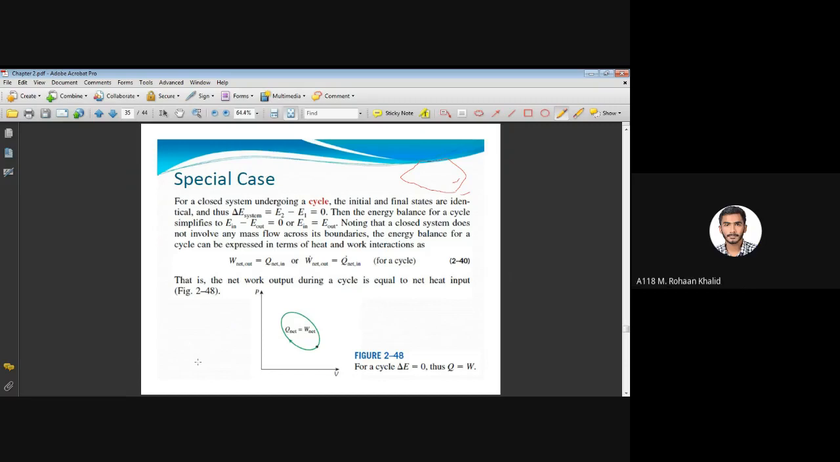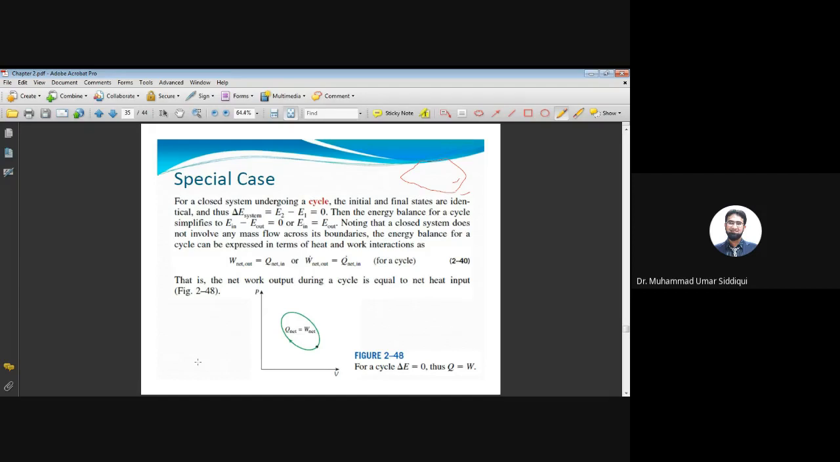So can you repeat this thing again? Okay. What I'm saying is that whenever it is a cycle, that means it starts from a specific state point, and after going through multiple processes, it ends up at the same state point, because this is a cycle. Starts from something, and ends up at the same state as the starting state.